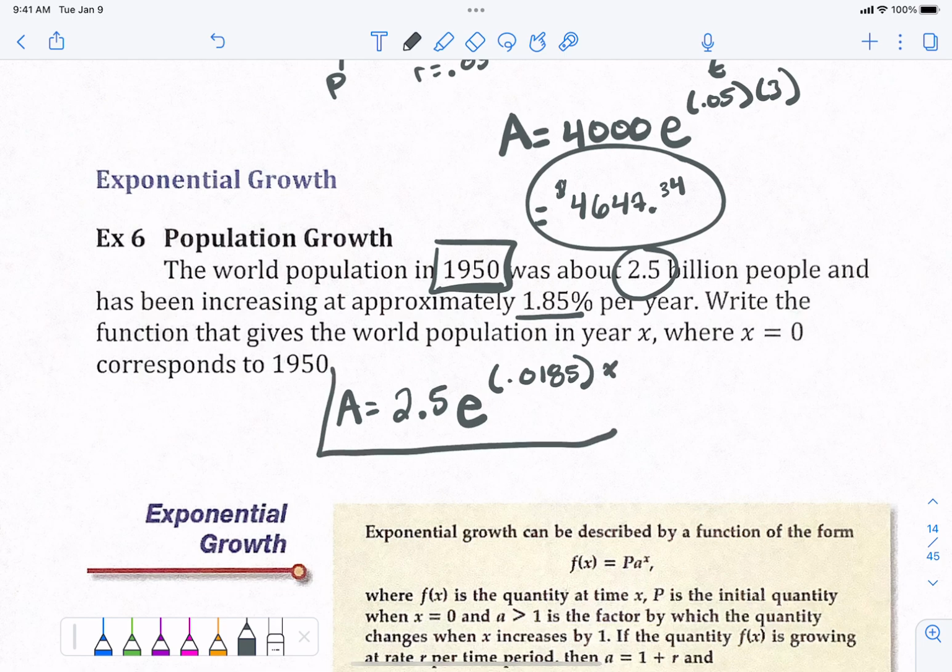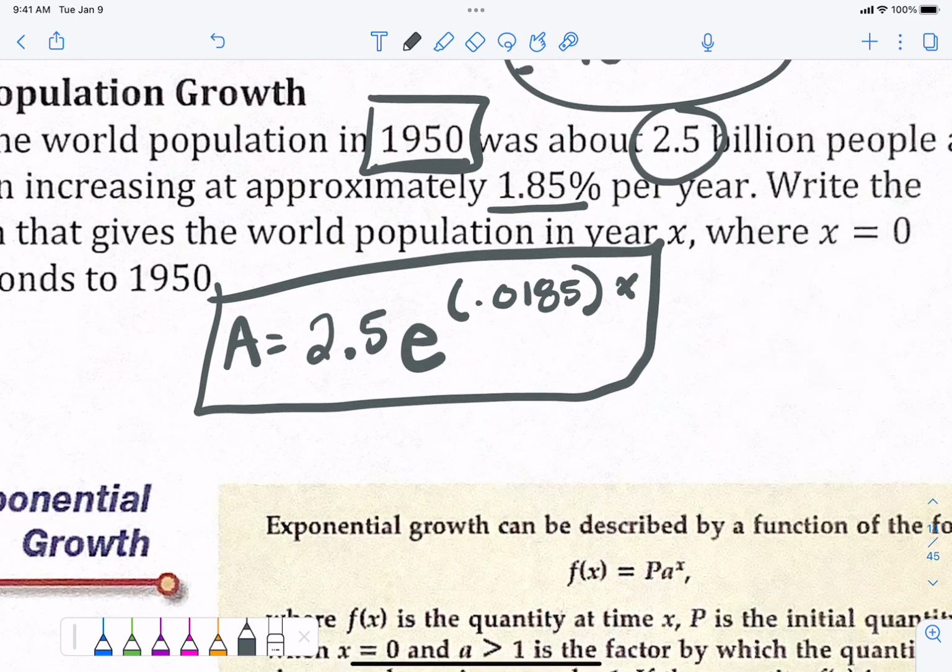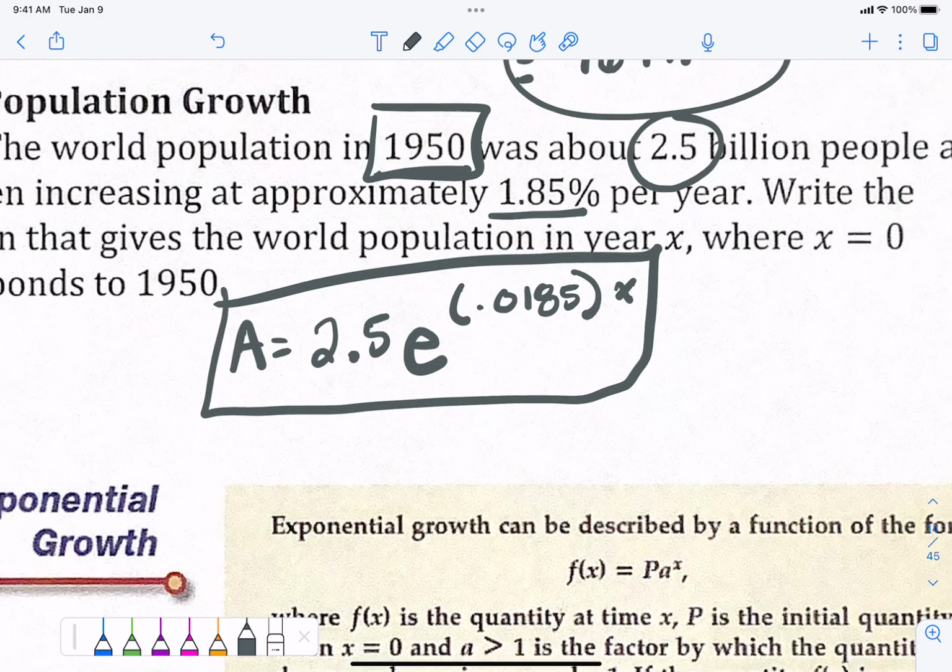This is my function. If they were to give me a year for X, we could plug it in. So if they say 1960, what number are you going to plug in for X? 10, right? The way this equation is set up, X equals 0 is 1950. They just wanted the equation, not to actually solve anything. All right, there you go.